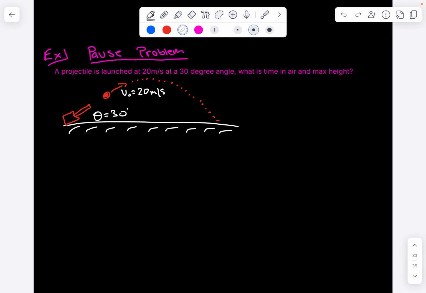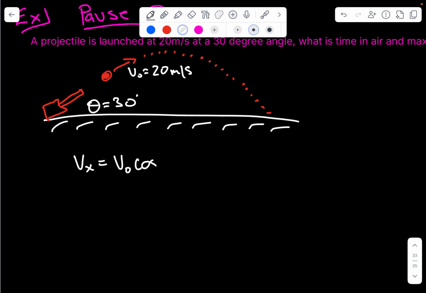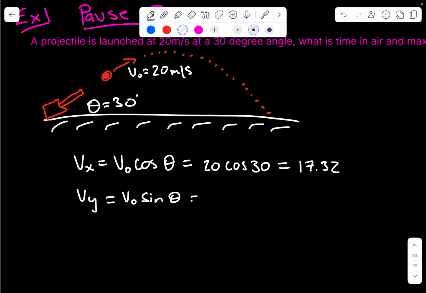So what we're going to do, what that's going to look like, is we are going to have Vx equal to V naught cosine theta, which is just 20 cosine of 30, which is equal to about 17.32. And then similarly, let's solve for the y. We have V naught sine theta. So this will be 20 sine 30, and this is equal to 10.